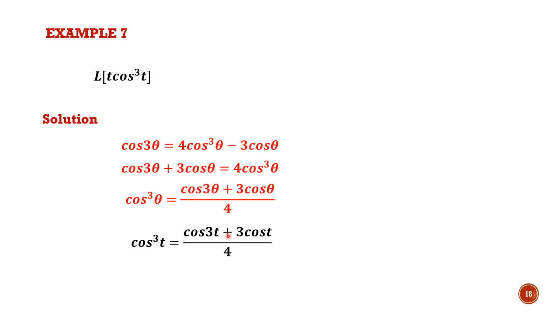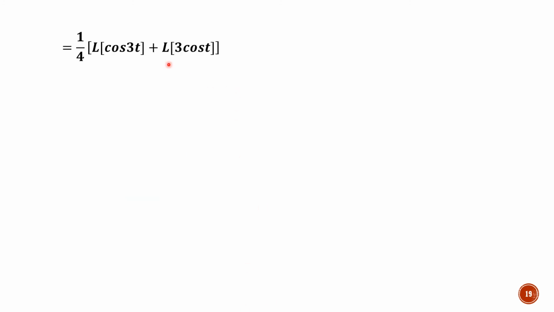Now we have got a plus sign. Cos cube t had a product between the cos t functions, so now we have reduced cos cube t to a sum of two functions: cos 3t plus 3 cos t upon 4. Then taking Laplace on both the sides, L of cos cube t will be 1 by 4, which is a constant, times L of these two functions. Since we have a plus sign in between, we can take L to both the terms, so we can write L of the first function plus L of the second function.